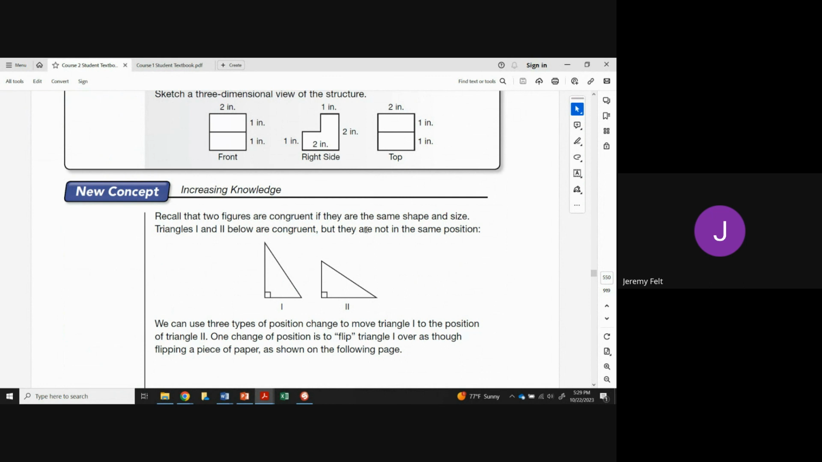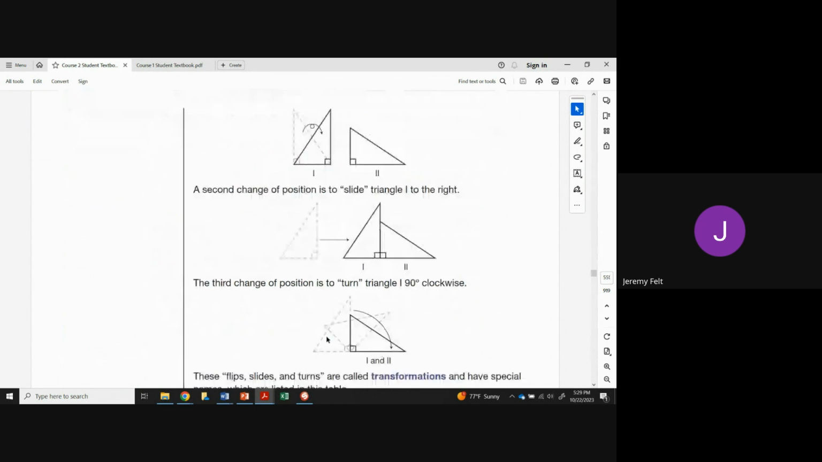1 and 2 are congruent, but they're not in the same position. So what does it look like happening from here? We can use 3 types of position changes to move triangle 1 to the position of triangle 2. One position is to flip the triangle over as though flipping a piece of paper, as shown on the following page. So if we flip it, and then the second is to slide the triangle to the right. The third is to change the position 90 degrees clockwise.